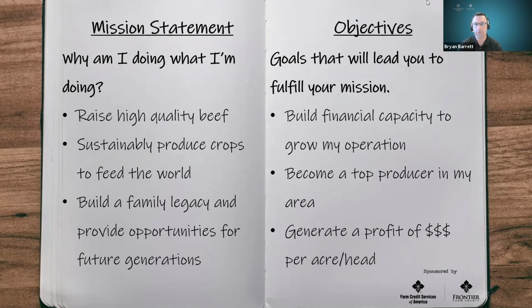Those are your goals that'll lead you to fulfill your mission. Examples of this would be to build financial capacity to grow your operation. Maybe you have a target, maybe you want to farm 1,000 acres in your operation. That's great. That's your goal. Maybe it's to be recognized as the top producer in your area or to be recognized as a solid member of your community. Some producers want to generate a specific target profit per acre or per head within their operation. So those are all great objectives for the business plan.